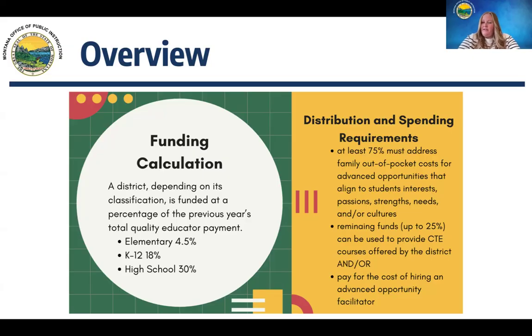And of the remaining 25%, they can be used in two ways. And the percentages really are dependent upon the district. So one of the ways you can use these funds is to provide CTE courses that are offered by the district, either to enhance current ones, develop new ones, or create advanced placement CTE opportunities. And the second one is to, again, pay for the hiring of that advanced opportunity facilitator.